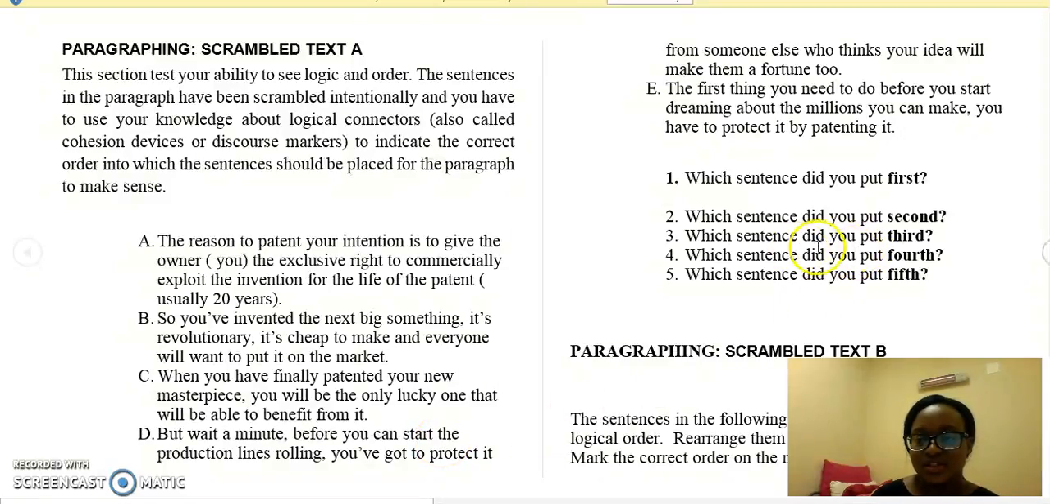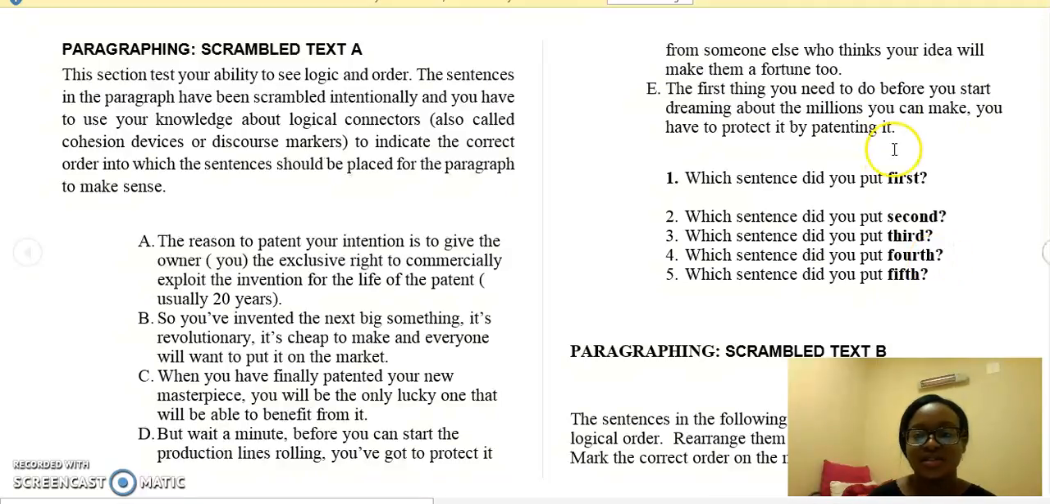Which sentence did you put third? So you have your product, your invention, and you protected it. So what you do next is, well, the first thing you need to do before you start dreaming about the music you make, you have to protect it by patenting it. So E is our third sentence.